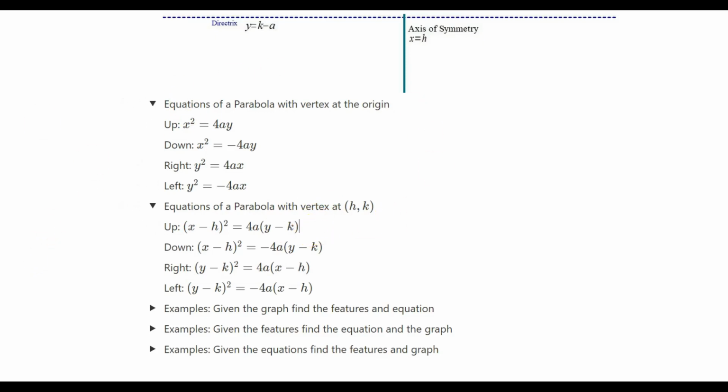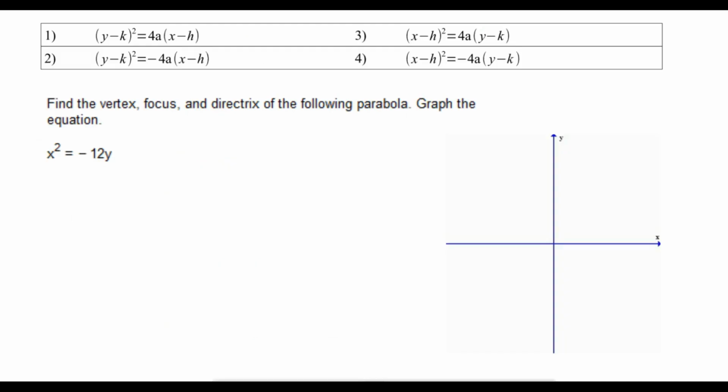So now let's go back to our example. So what I want to know is the orientation of this parabola. What I notice is that I have a squared on the x. That tells me that the parabola is going to be oriented either up or down. And then I notice this negative, and that negative tells me it's going to be oriented down.